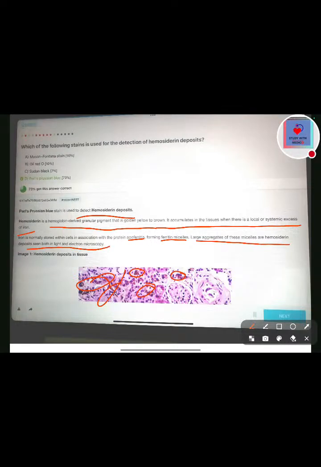Okay, the stain is used to detect hemosiderin deposits. Hemosiderin is a hemoglobin derived granular pigment that is golden yellow to brown and accumulates in the tissues where there is a local or systemic excess of iron. Iron is normally stored within cells in association with the protein apoferritin, forming ferritin micelles. So here you can see this hemosiderin deposition. Large aggregates of these micelles are hemosiderin deposits, seen in both light and electron microscopy.